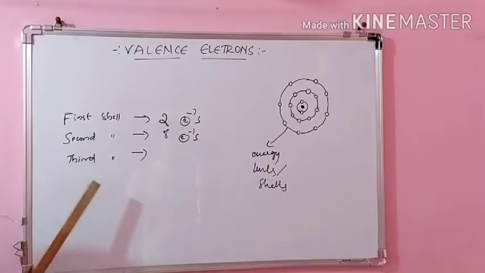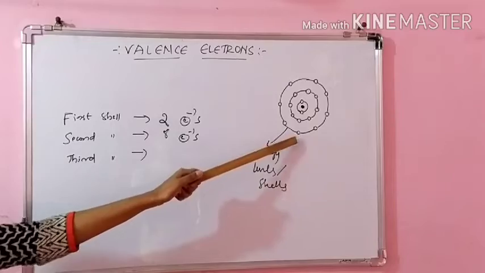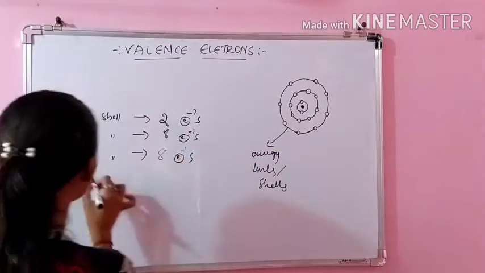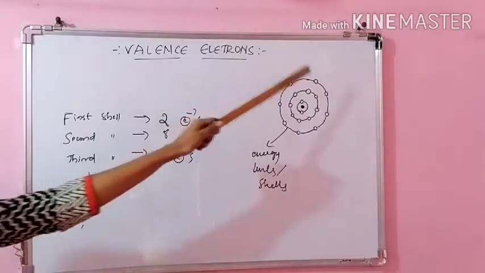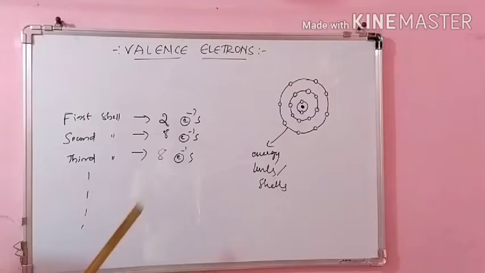Similarly, the third shell. This is the outermost third shell, the last one you are seeing. Again it can hold how many electrons? 8 electrons. Clear? Like this, many shells will be there, but we are not concerned with that today. With these only we will proceed to find the valence electron.